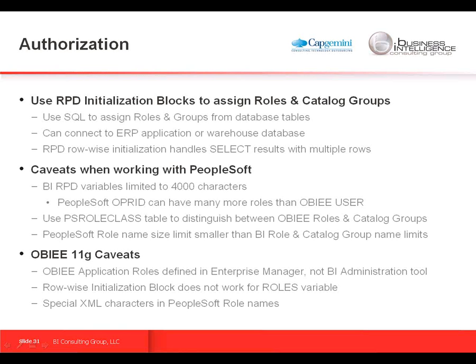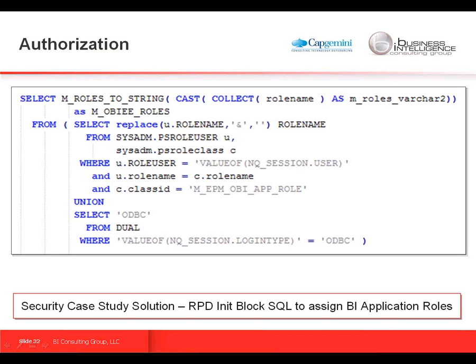So here is the initialization block SQL that we use to assign PeopleSoft roles to the BI application role variable. And that first PL/SQL function there, select M roles to string and cast and collect, is pretty generic Oracle SQL we actually found on the web to concatenate several rows of data into a single string where things were delimited by the semicolon character.